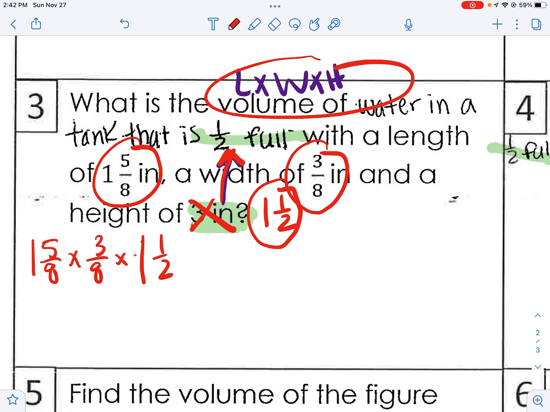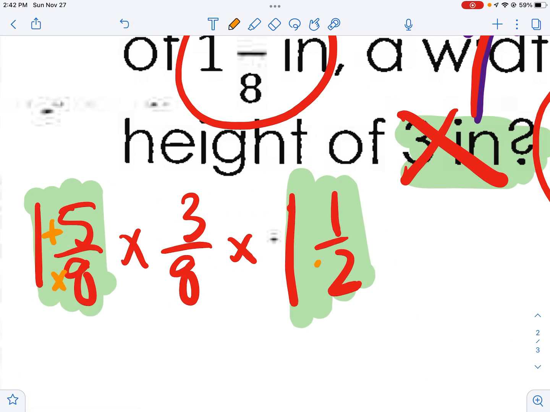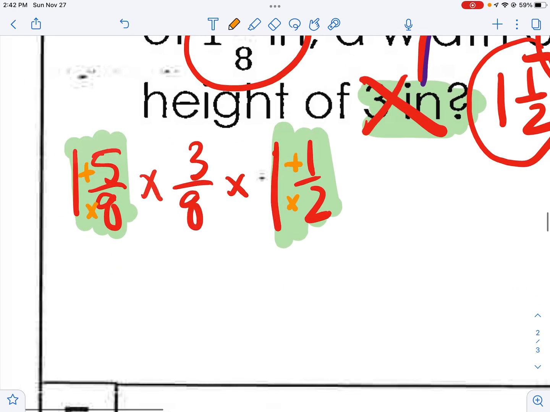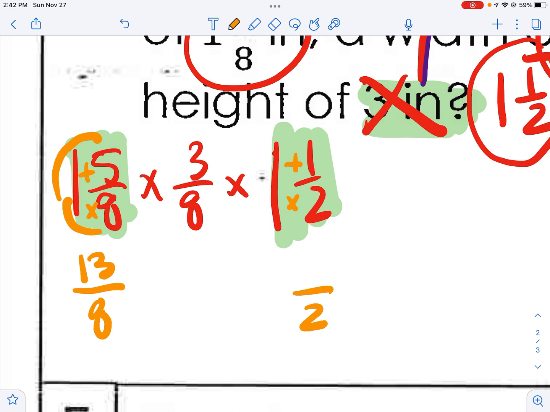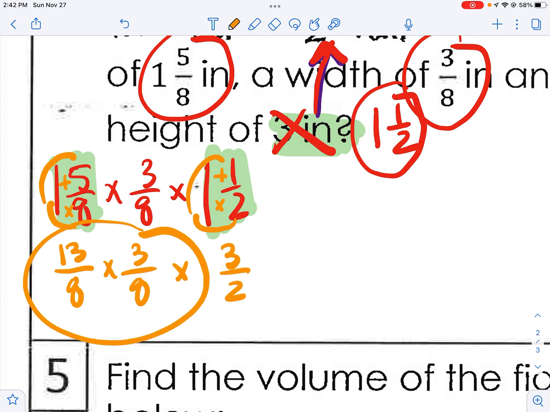Okay, remember I need to turn these mixed numbers into improper fractions. So I'm going to multiply the bottom and add the top. The bottom numbers will stay the same. 8 times 1 is 8, plus 5, 8, 9, 10, 11, 12, 13. This fraction stays the same. 2 times 1 is 2, plus 1 is 3. Okay, if it's too much for you to multiply 3 fractions together, just do 2 fractions at a time.